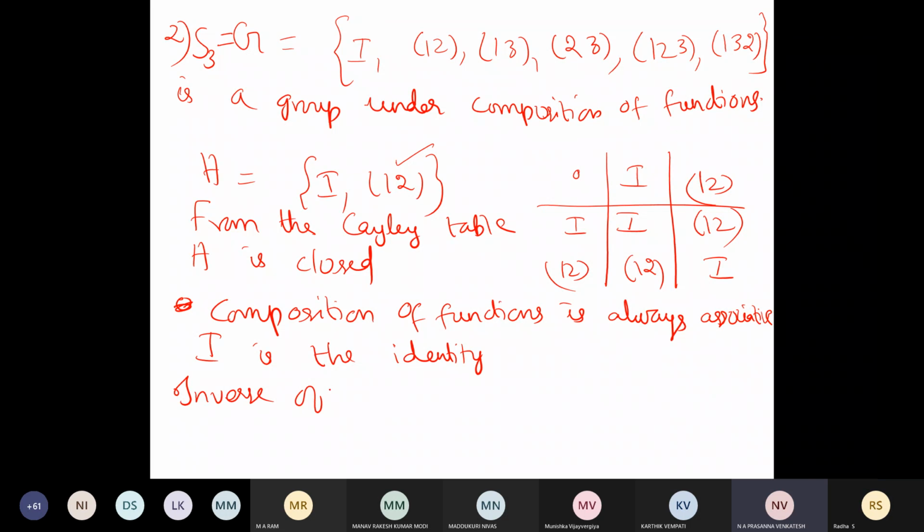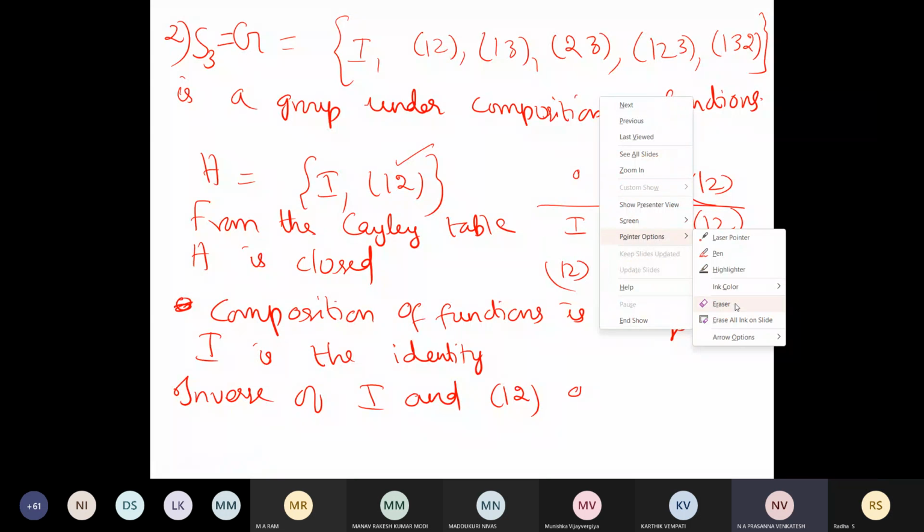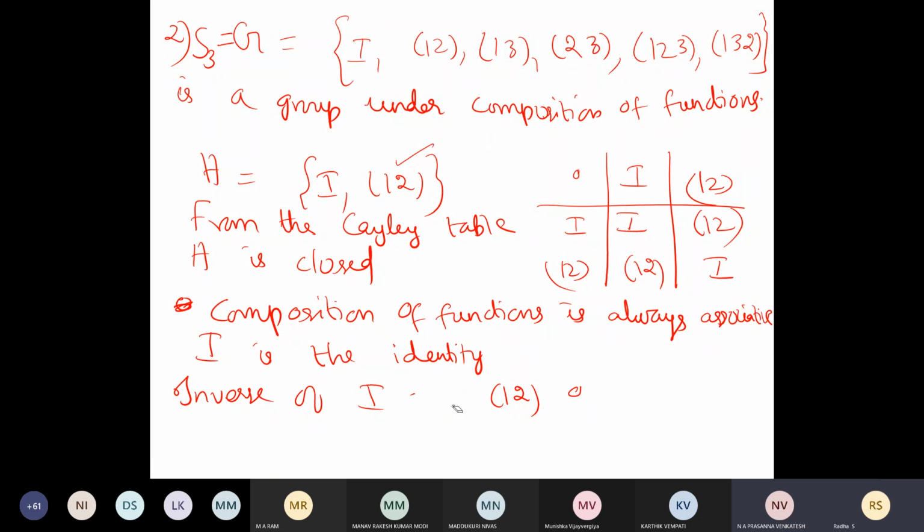Inverse of I and (1 2): are they themselves or itself? You should not write 'itself' for a plural. What is the correct usage? 'Themselves.' Okay, I'll write: inverse of I is I and inverse of (1 2) is (1 2). Therefore H is a subgroup of G.